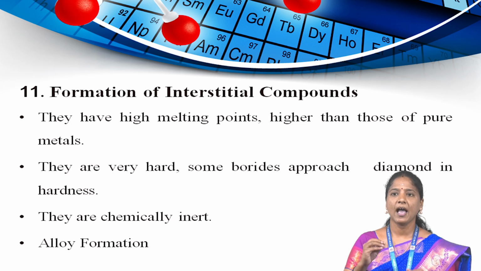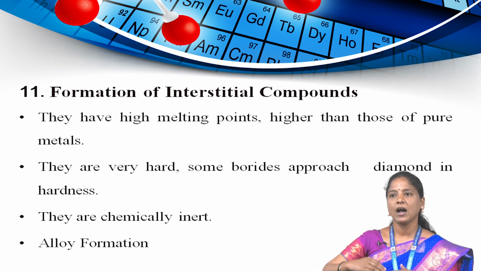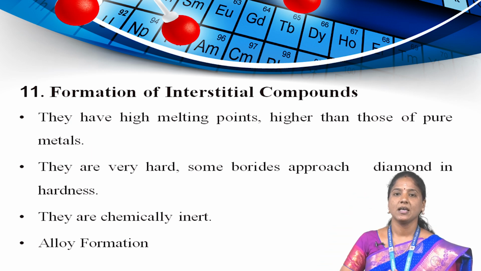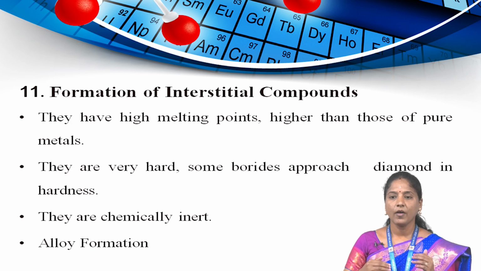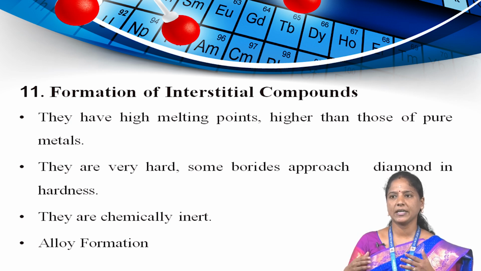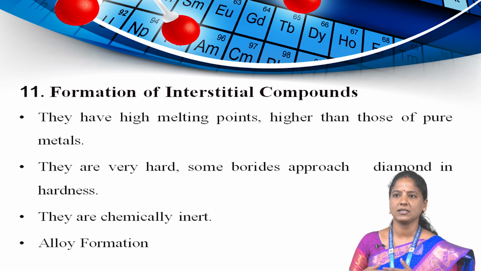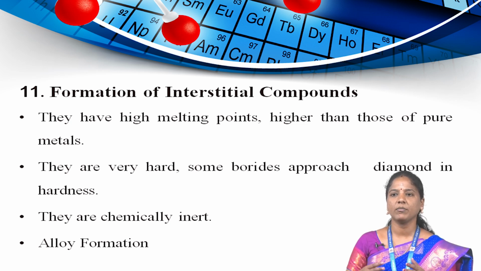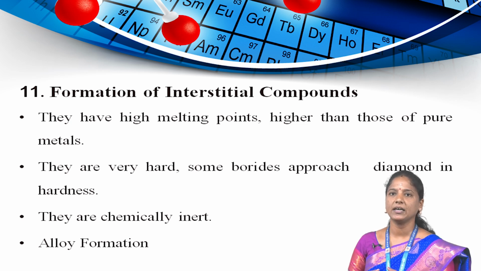First one, they have a high melting point, higher than the pure metals. Second one, they are very hard, some are as hard as diamond, and are abrasive. And the third one, they retain metallic conductivity. And then fourth one, they are chemically inert. And then last one, alloy formation.